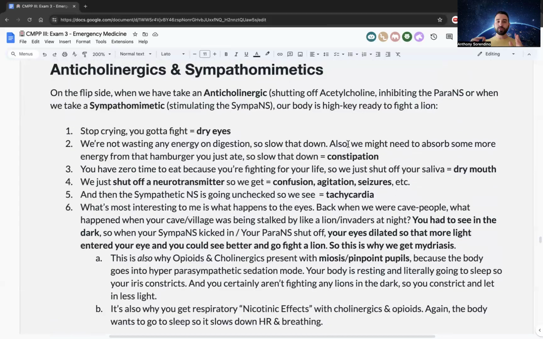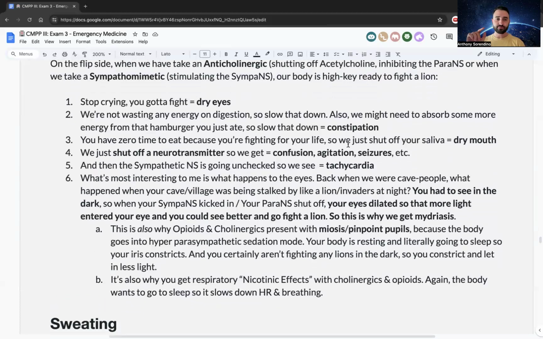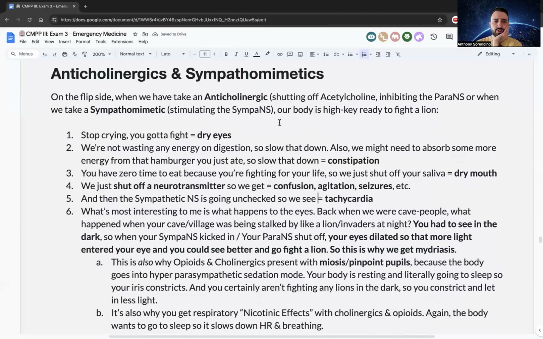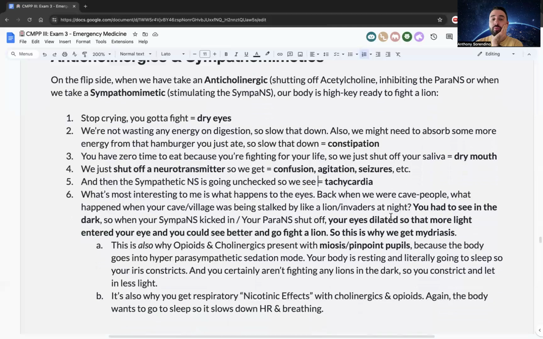Also, we just shut off a neurotransmitter, right? Anticholinergic means acetylcholine, which is still a neurotransmitter. That's shut off. So we get confusion, agitation, seizure. Obviously, if this gets a little bit more severe. And then the sympathetic nervous system is going unchecked. So we do see tachycardia there. Oh, yeah, of course. Yeah, I'm sorry, we're talking about anticholinergics. Yeah, so you get tachycardia. So this is all you're up and you're fighting.